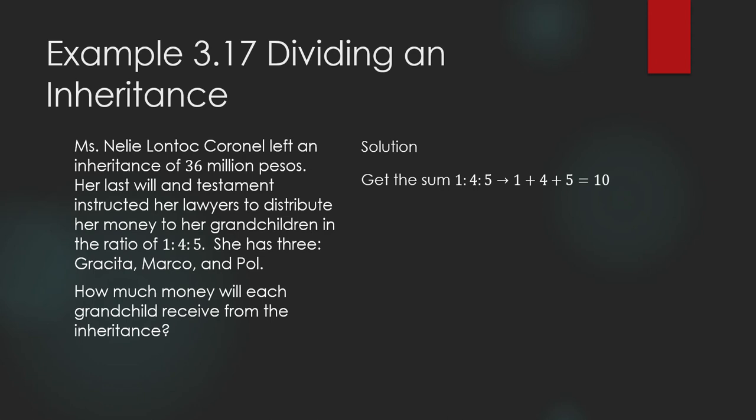Get the sum of the terms of the ratio. So the sum is 1 plus 4 plus 5, which is equal to 10. We will divide the inheritance into 10 equal parts, and that is equal to 3.6 million. We will now distribute the parts to the 3 grandchildren according to the ratio 1:4:5.